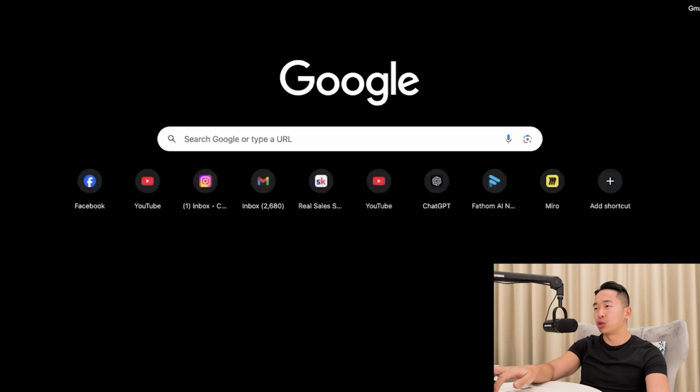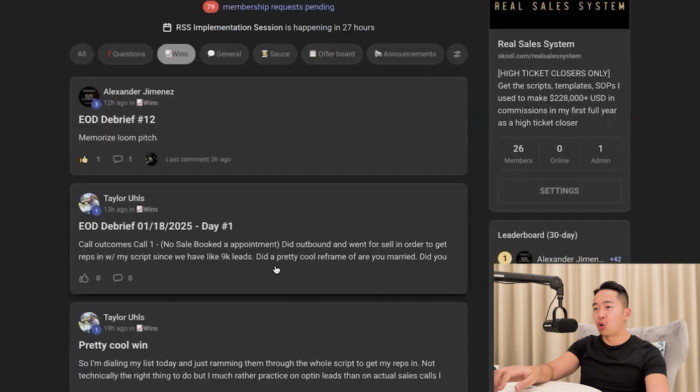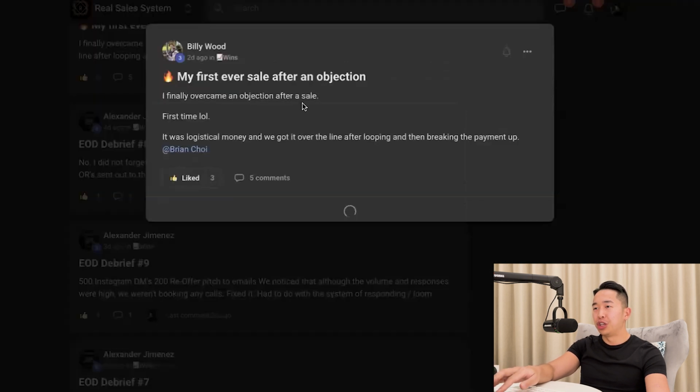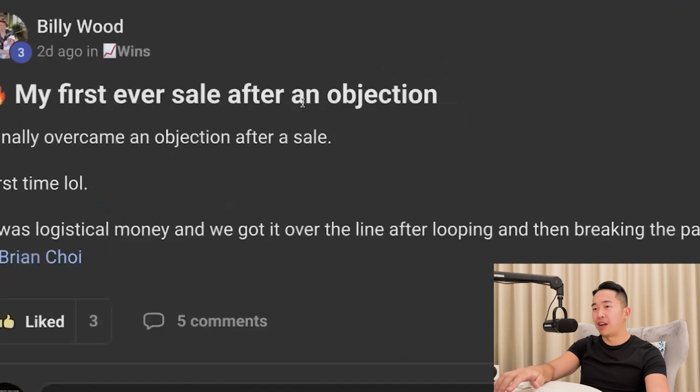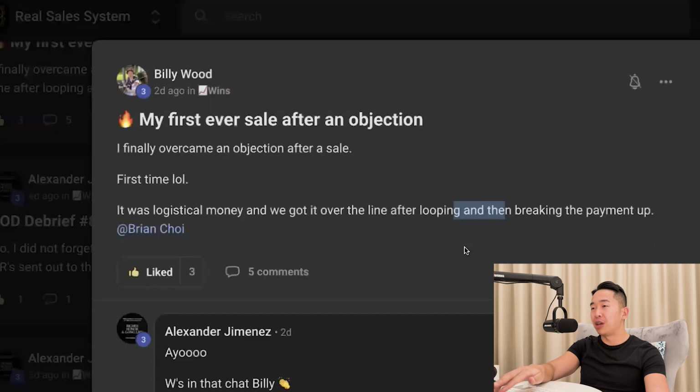I'll give you one example, actually. This reminds me of one of our new students that hopped in the implementation program, Real Sales System. This student says, my first sale after an objection. I finally overcame an objection after a sale. First time, it was logistical money, got it over the line, looping, and then breaking up the payment.